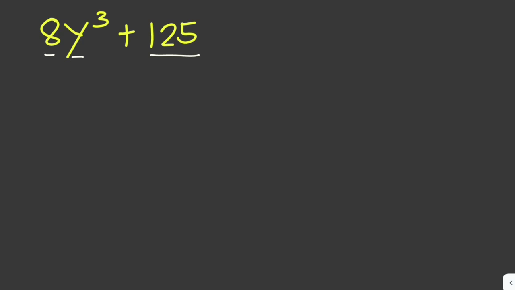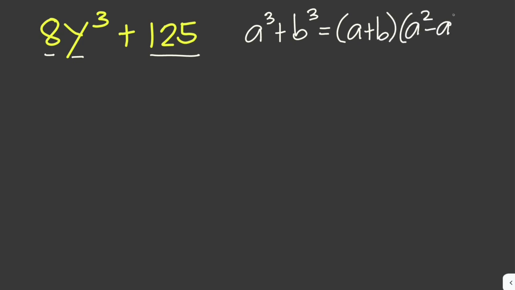Alright, let me write down the formula of the sum of cubes first. That would be a cubed plus b cubed, and you can factor this as a plus b times a squared minus ab plus b squared. So you just have to memorize this pattern.